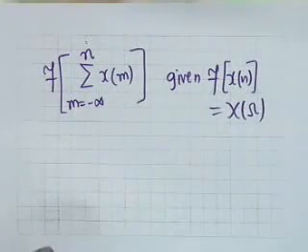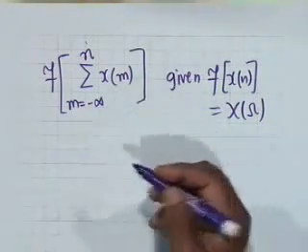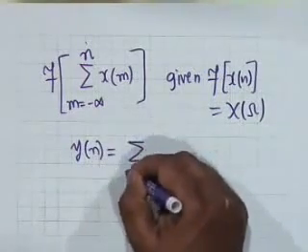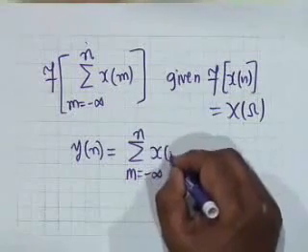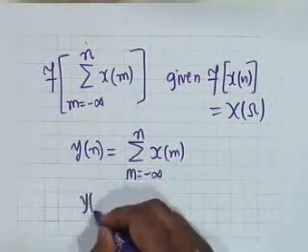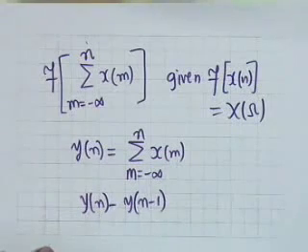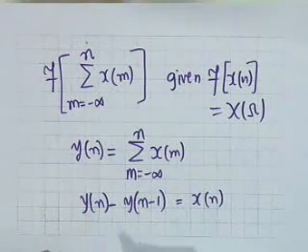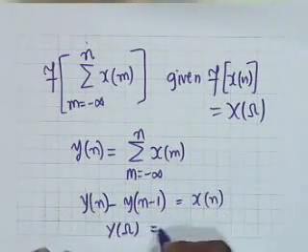That is what we want to do. One of the easy things that occurs to us is that if y of n, follow this carefully, if y of n is the sum for m equal to minus infinity to n of x of m, then obviously y of n minus y of n minus 1 is equal to x of n. Isn't that right?